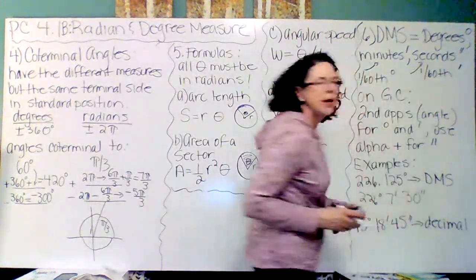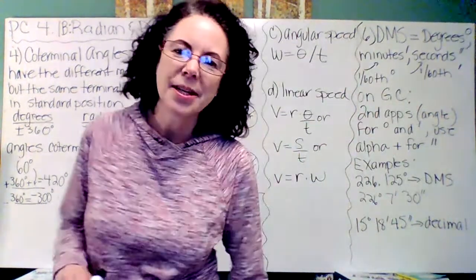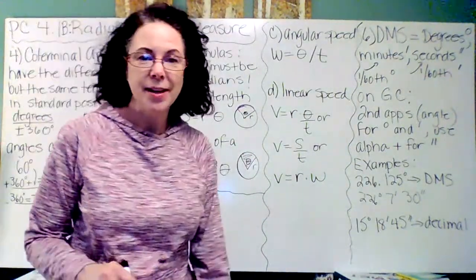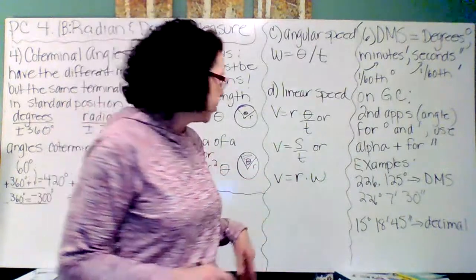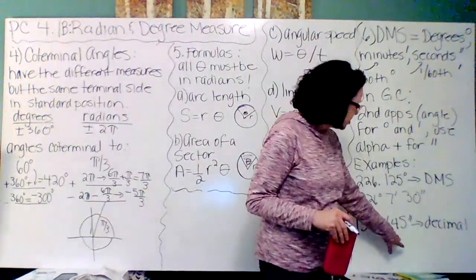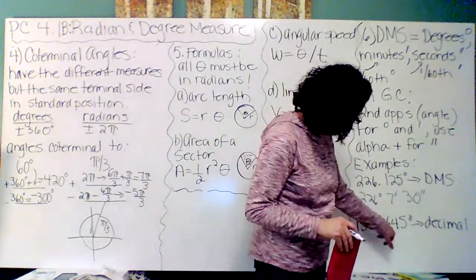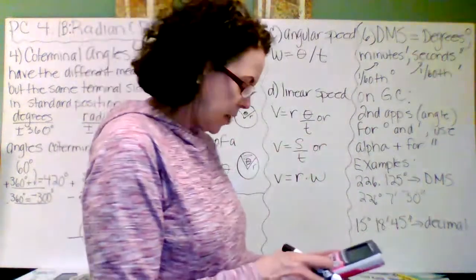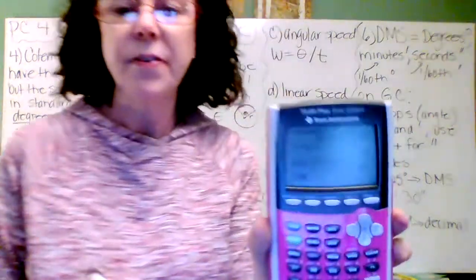We used to have to do a lot of math with fractions to switch from decimals to degrees, minutes, and seconds, but we don't need to do that anymore. How about going back the other way? 15 degrees, 18 minutes, 45 seconds. All we have to do is get the symbols on there and hit the button, and it'll give us a decimal. So first of all, here's my 15.